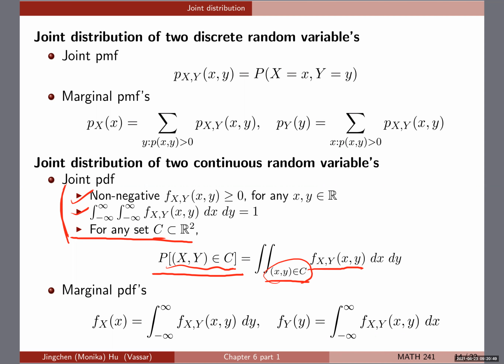Lastly, marginal PDFs, just like the marginal PMFs. Back there, we were doing summation over the other one. Down here, we're doing integration over the other one. So think about it as integrating out, and then you'll be able to get it.